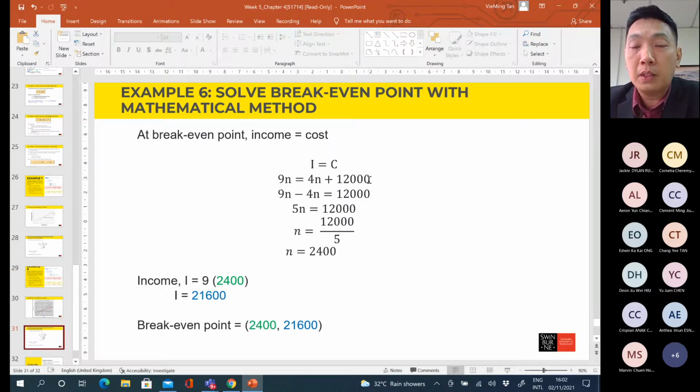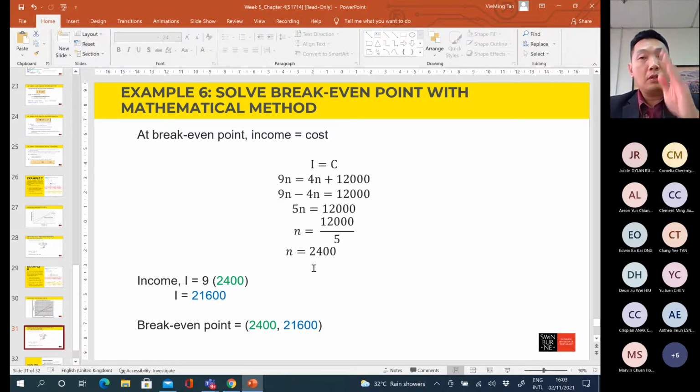Okay, we can conclude total income is equal to total cost at the break-even point. So far, okay. Now the next step is to move all of the N variables to the left-hand side, and all the numbers on the right-hand side. So 9N minus 4N is 5N. Then move 5 to the right, becomes 35. So N is equal to 2,400.